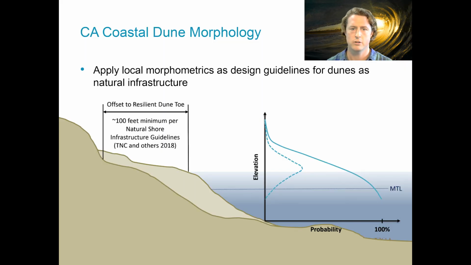For example, consider the offset shown from the dune toe to the shoreline. This minimum beach width in front of a resilient coastal dune is around 100 feet in the summer, per recent guidelines that ESA developed with the Nature Conservancy and others. Tiffany Chang, my colleague, coastal engineer at ESA, will now explain the study and design criteria developed for dunes.